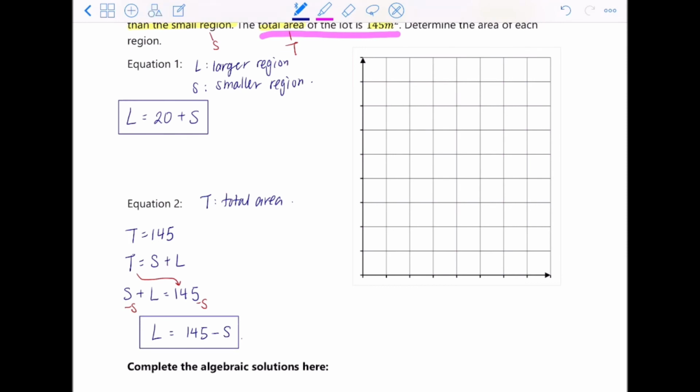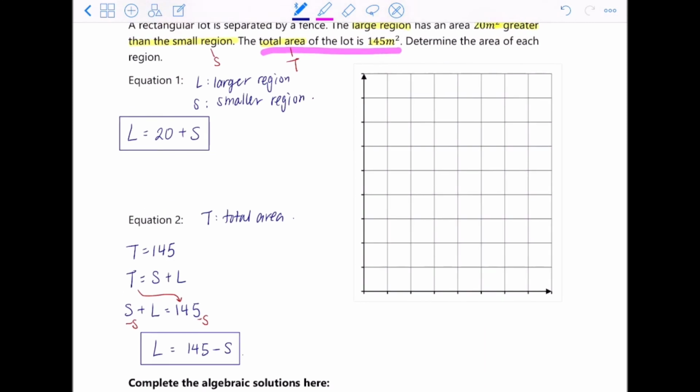Because we're trying to determine the area of each region, as in what S and L are, what we can do is first graph these two lines and look for the intersection that satisfies both equations. Okay, so I'm going to use the color blue for the first equation, and let's graph it.